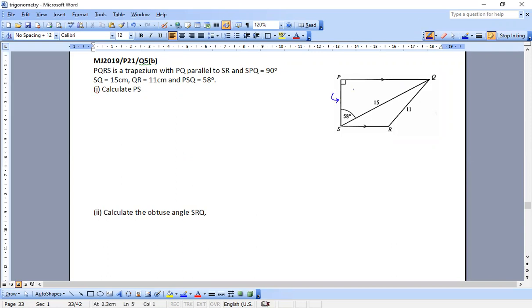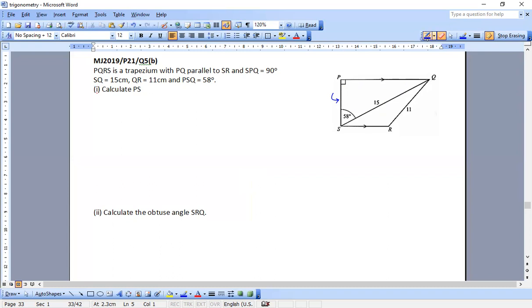This is PS that we are trying to find out. This is a side of this right angle triangle, triangle PSQ. PS is the side of a right angle triangle SPQ. So I'll only consider the right angle triangle and try to find the length of a side. If I have the length of the other two sides, I can find out the length of the missing side. Or maybe if I have one side and an angle, I can use a trigonometric ratio.